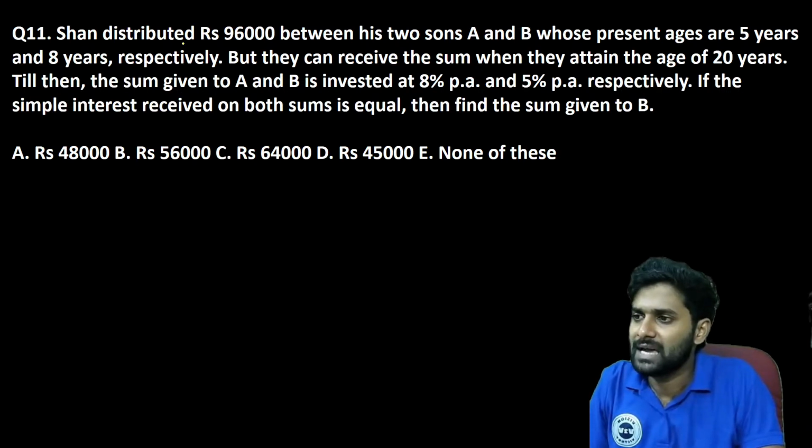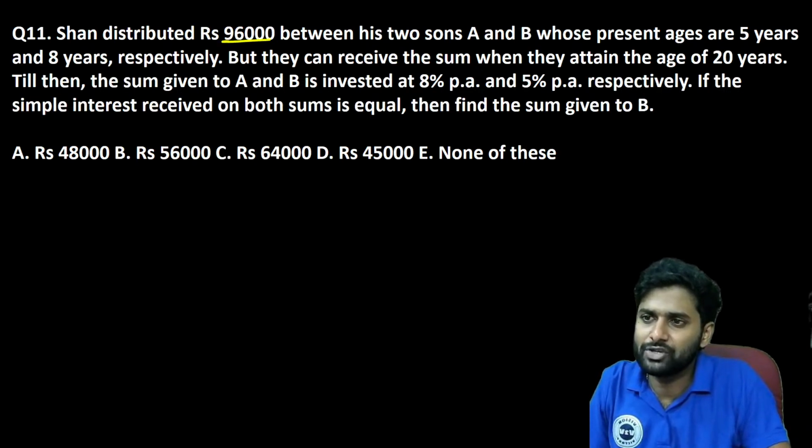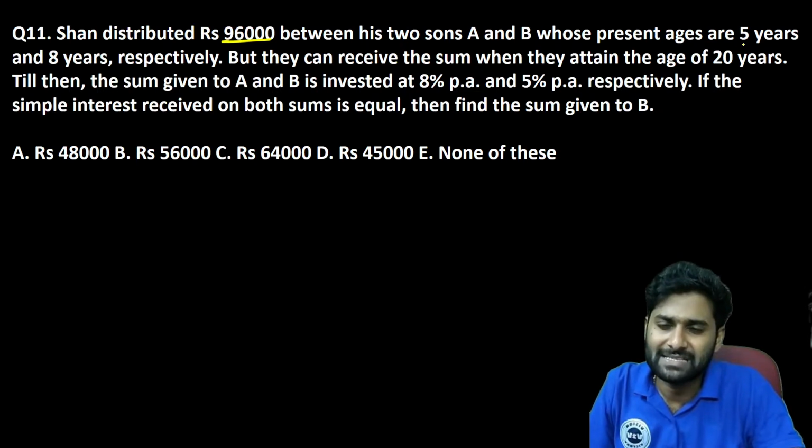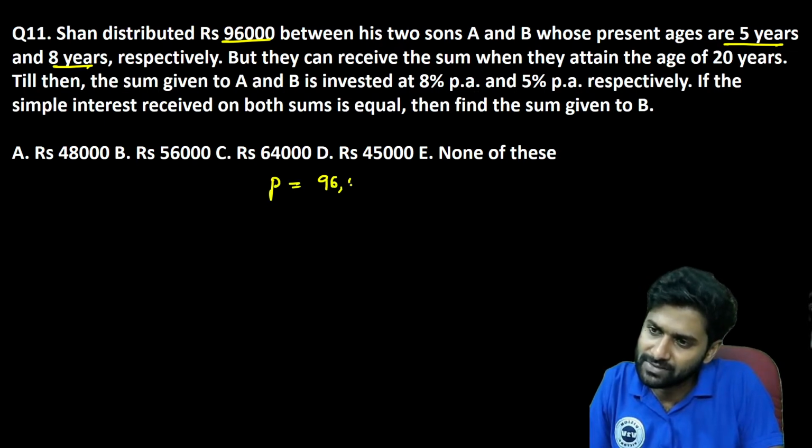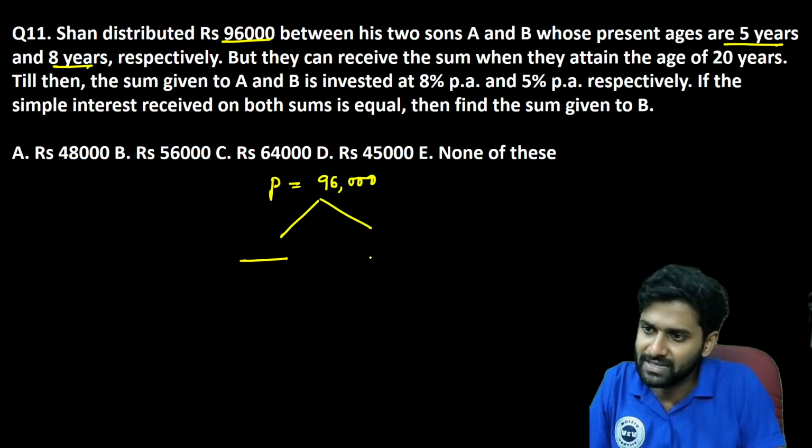See, a man distributed 96,000 between two sons A and B, whose present ages are 5 years and 8 years. There is an amount. So how much is the principal here? 96,000. So he distributed it between two sons, son 1 and son 2.